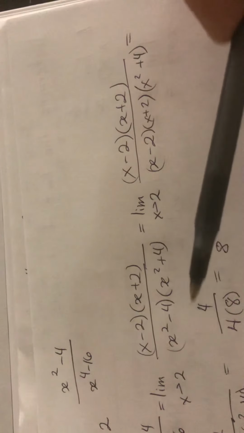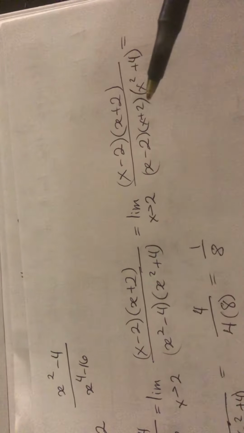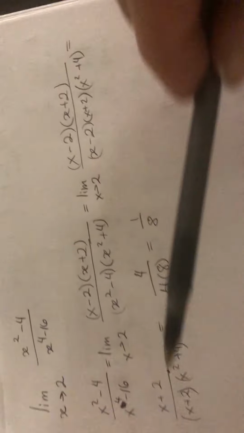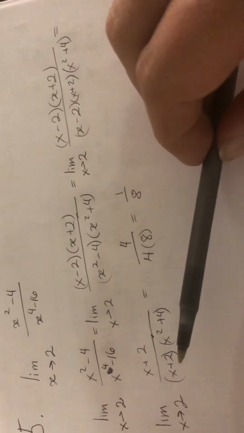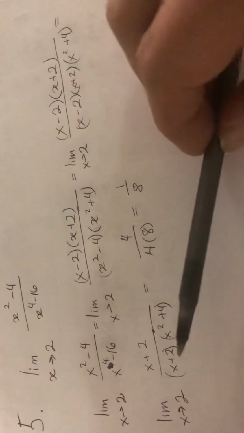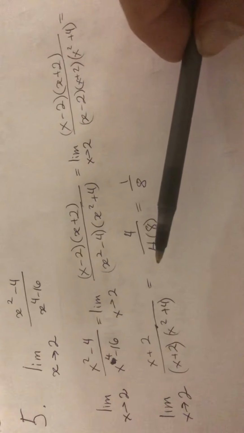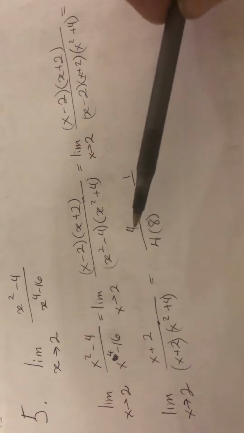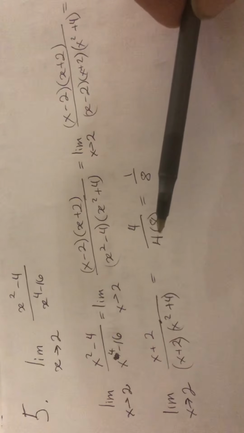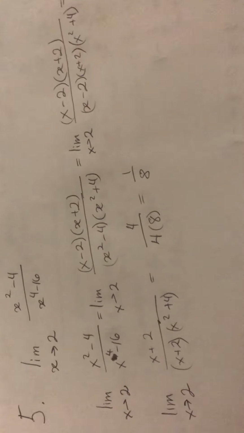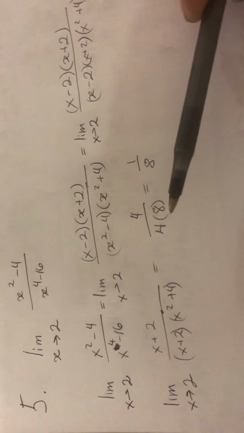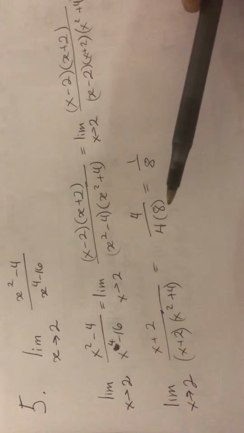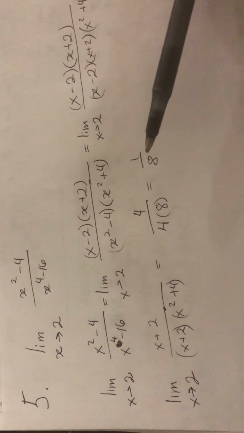Here I factor x squared minus 4. And here we've got some canceling going on. The x minus 2's cancel. Then we can plug in. The numerator is now 4. The denominator is 4 times 8. So here's the answer.